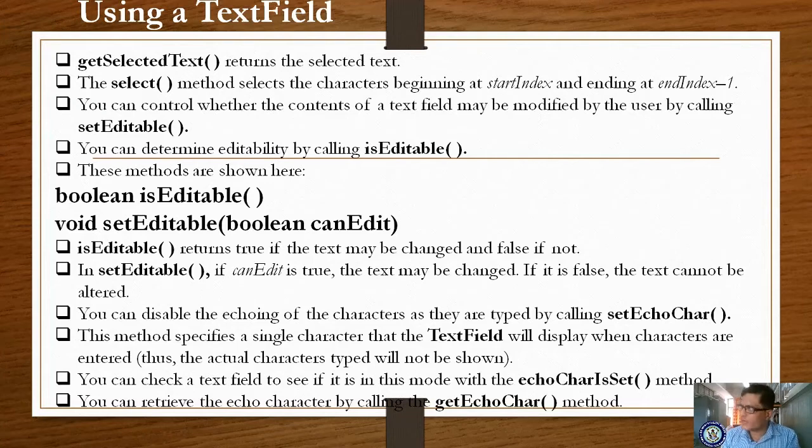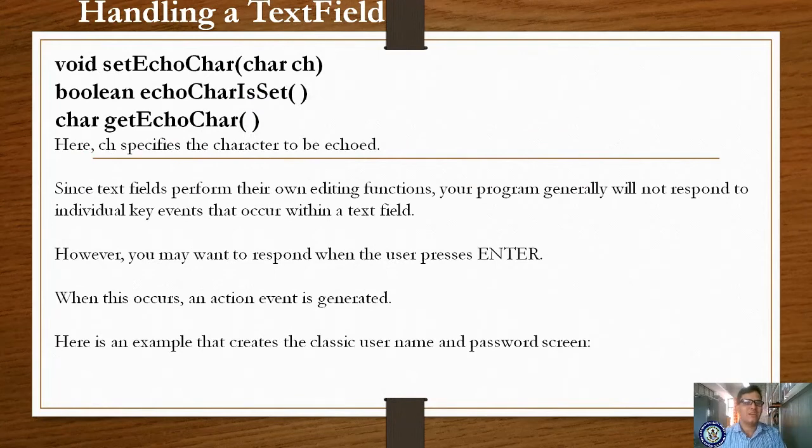Whatever content you have typed in your text field can be hidden. It is just like hiding your passwords. If you want to hide your password, whatever you are typing is not supposed to be displayed. The methods are void setEchoChar(char ch) and boolean echoCharIsSet(). Here ch specifies the character to be echoed. So what character has to be echoed in the place of a password?